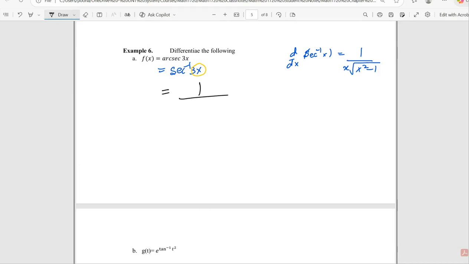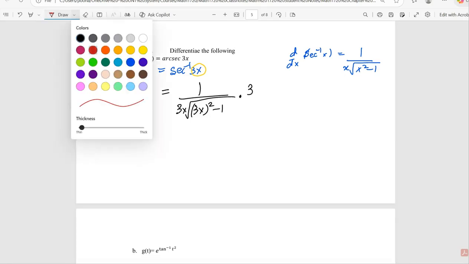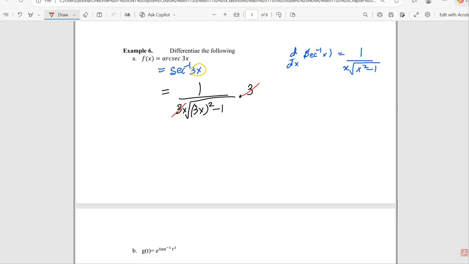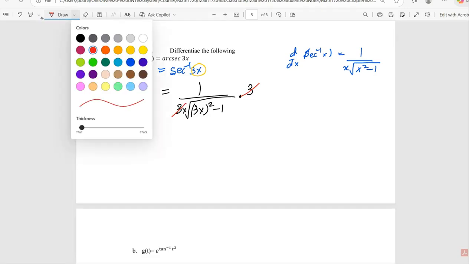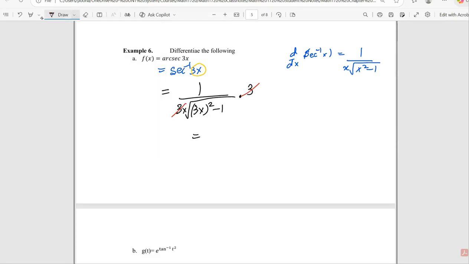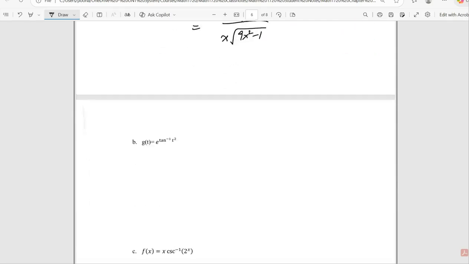So 1 by, in place of x is 3x, square root of 3x squared minus 1, times the derivative of 3x, that will be 3. So this 3 is going to be cancelled with this. We have our answer as 1 by x square root of 9x squared minus 1, using the derivative rule of secant inverse x.